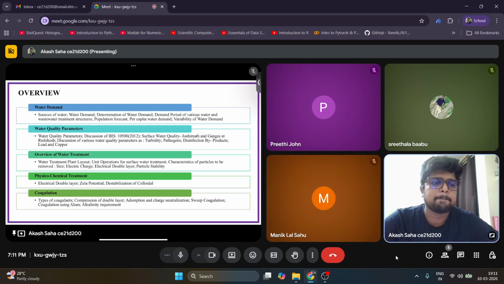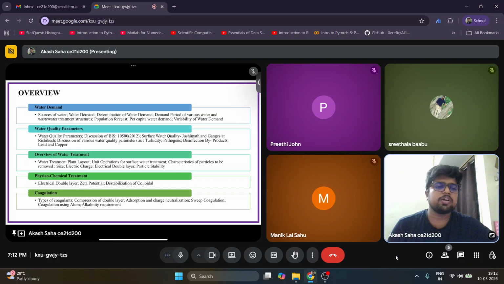For this demand, we looked at how to do population forecasting. Then we looked into the water quality parameters, physical, chemical, and biological, which we have seen and discussed in detail. Then we started with the different units of water treatment: what the different unit processes or unit operations are, what the different characteristics of particles to be removed are, what the unit operations of surface water treatment are, and the electric charges and basic information regarding that.